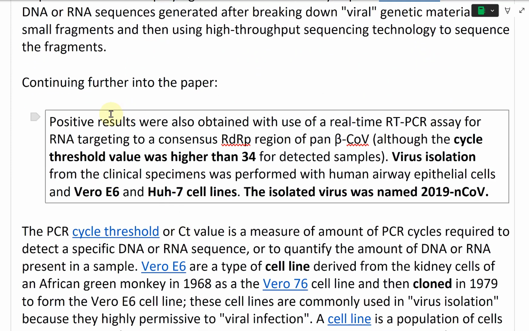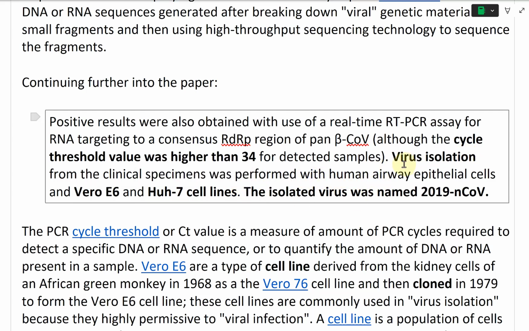All right, continuing further into the paper. So positive results were also obtained with use of a real-time reverse transcription PCR assay, or RT-PCR assay, for RNA targeting a consensus RdRp region of pan-betacoronavirus, beta CoV. Although the cycle threshold value was higher than 34 for detected samples, and assuming these are high threshold values there. And virus isolation from the clinical specimens was performed with human airway epithelial cells and Vero E6 and Huh7 cell lines.